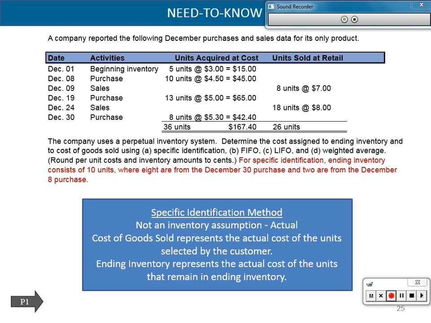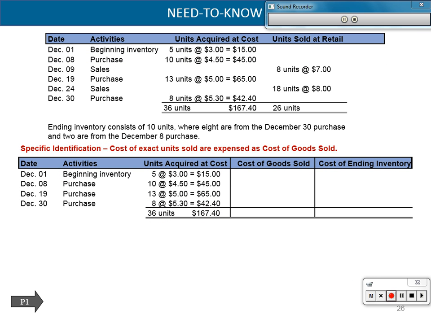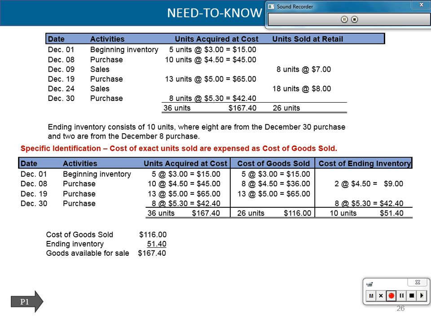Not an inventory assumption. We go by what's actual, right? Cost of goods sold represents the actual cost of the unit selected by the customer, and ending inventory represents the actual cost of the units that remain in the inventory. So how does it work? Here are all of the units that have been sold or purchased, right? So it says cost of goods sold is going to be what? The exact? Yeah, it is. It's just the exact.